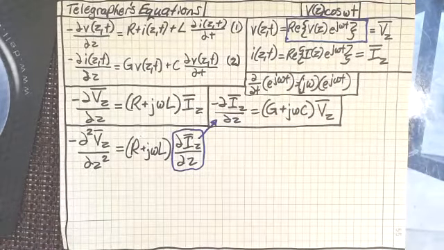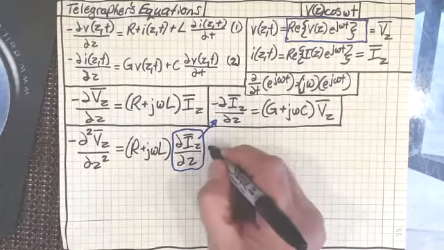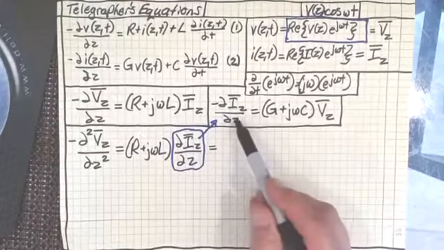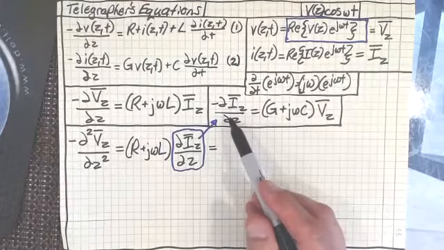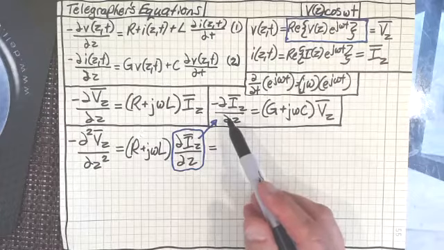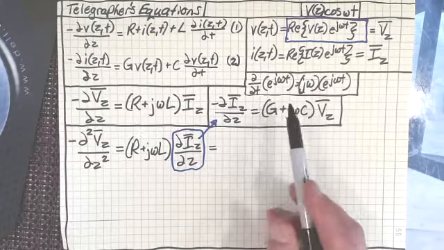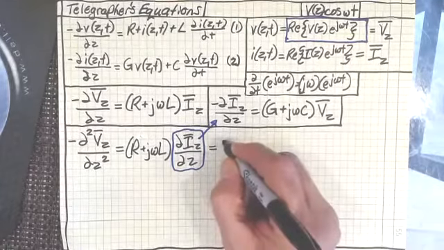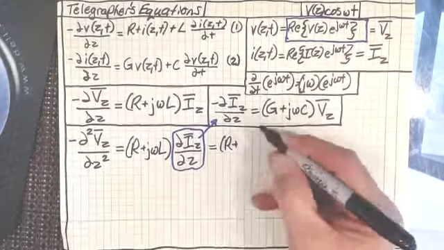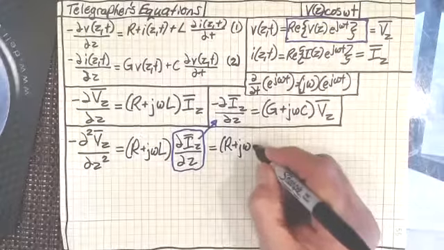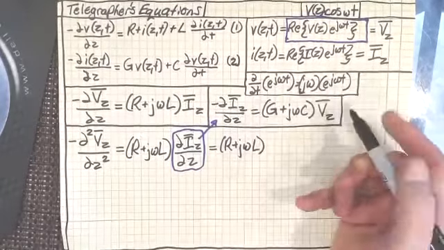That's right. So what I basically have is I want to replace that now. So here's what I'm going to do. I'm going to take this and replace this with minus, right? Because I'm going to take the minus from here over to the other side. So this is going to end up being R plus j omega L, right?